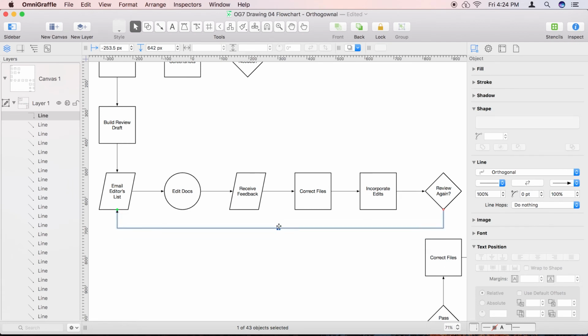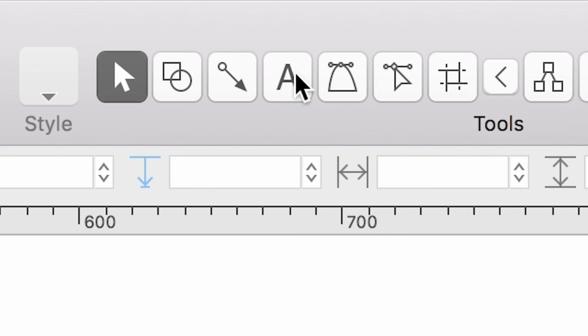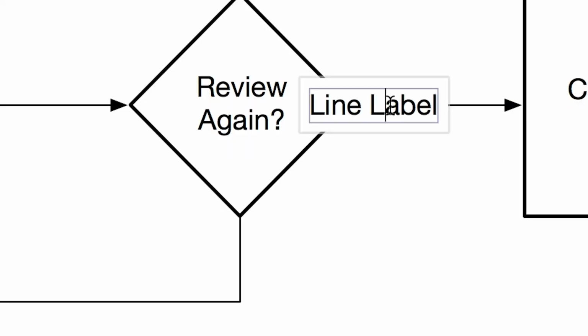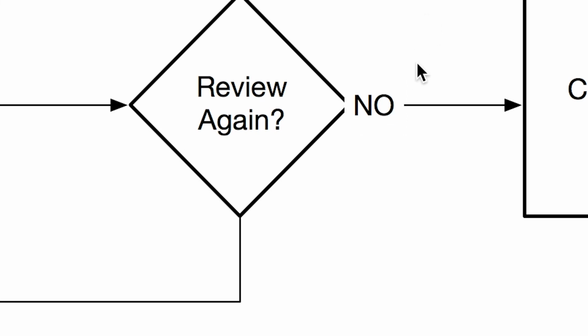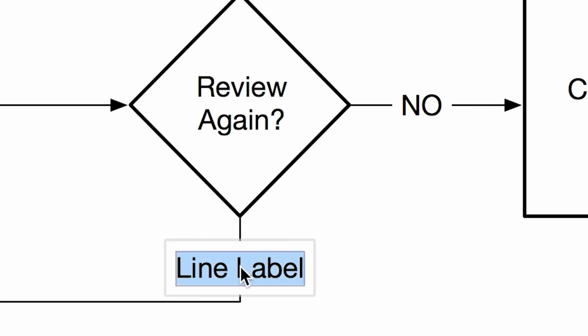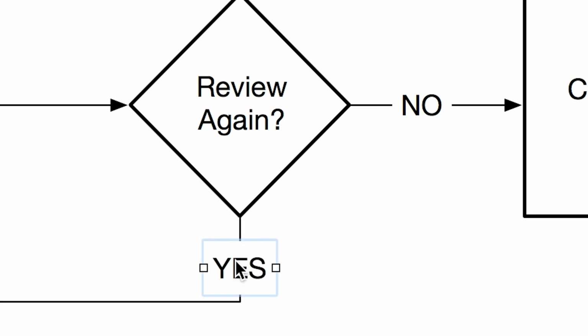The lines from the diamond decision points could also use some clarification. Use the Text tool and click on each line to add yes or no labels to the lines to show which way the chart should flow, depending on which decision you make. You can use the Selection tool to reposition the labels exactly where you'd like along the line.